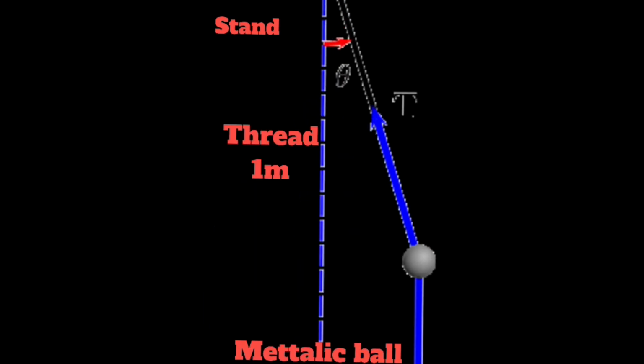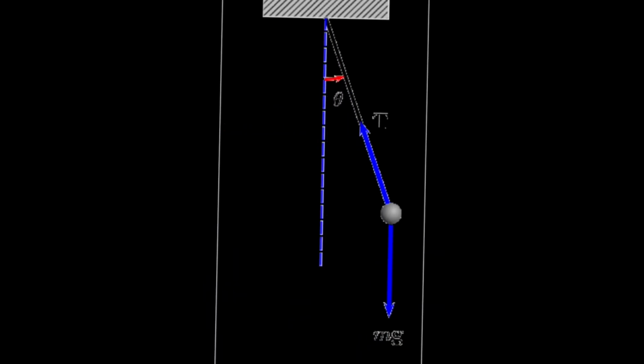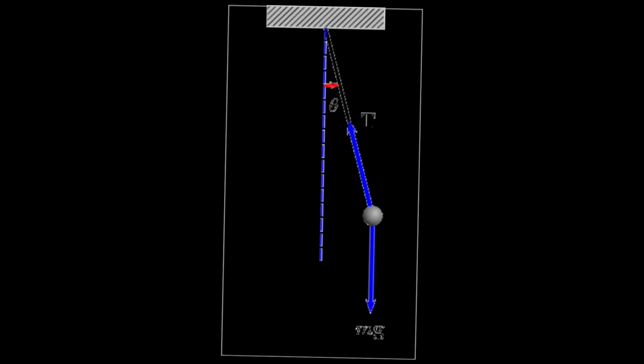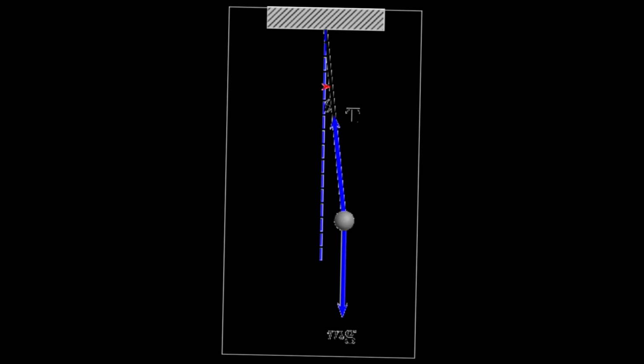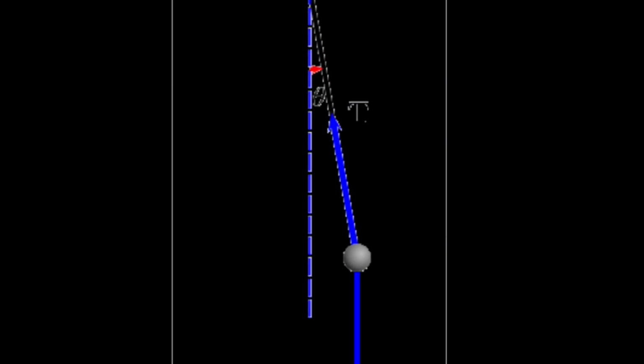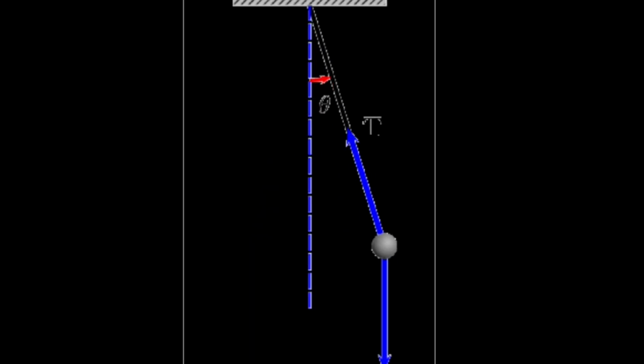Simple pendulum. A simple pendulum is basically an object, such as a small metallic ball, tied to a thread of 1 meter length and suspended freely from a non-moving stand. The metallic ball is called the bob of the pendulum. When the bob is tilted to one side and released, it starts moving to and fro.